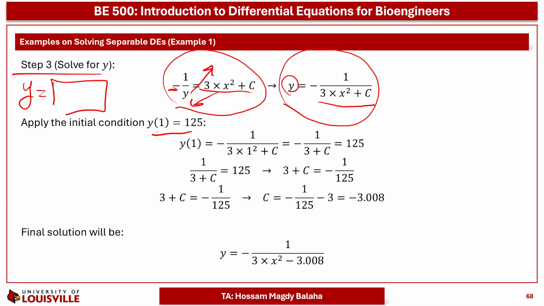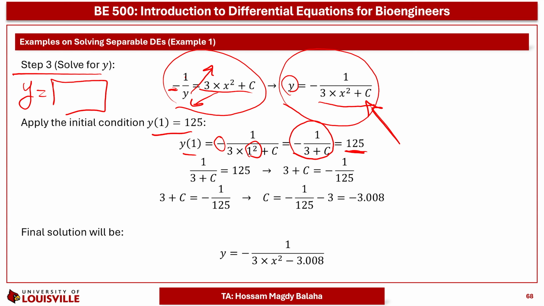We have an initial condition to find the value of the constant. Substitute: y of 1, replace every x with 1. So we'll get 1 divided by 3 multiplied by 1 squared plus c, and we have a negative here. So we'll get -1 divided by 3 plus c. And this equals 1/25.